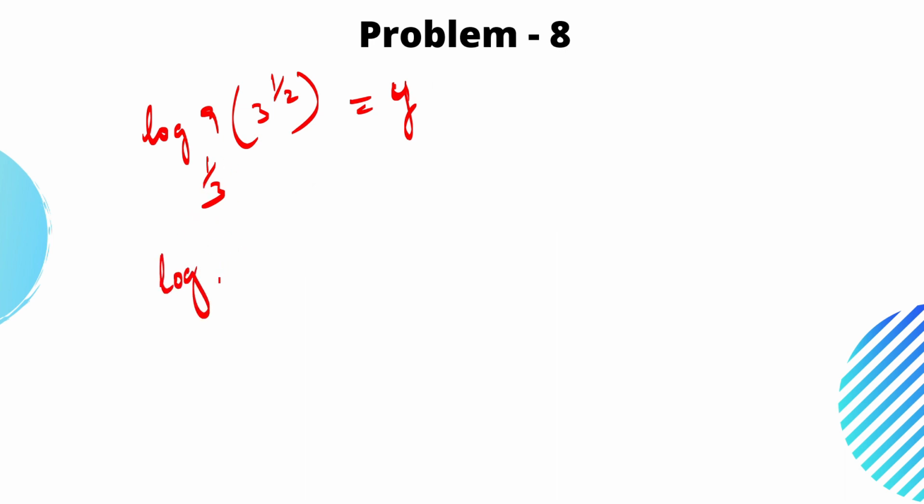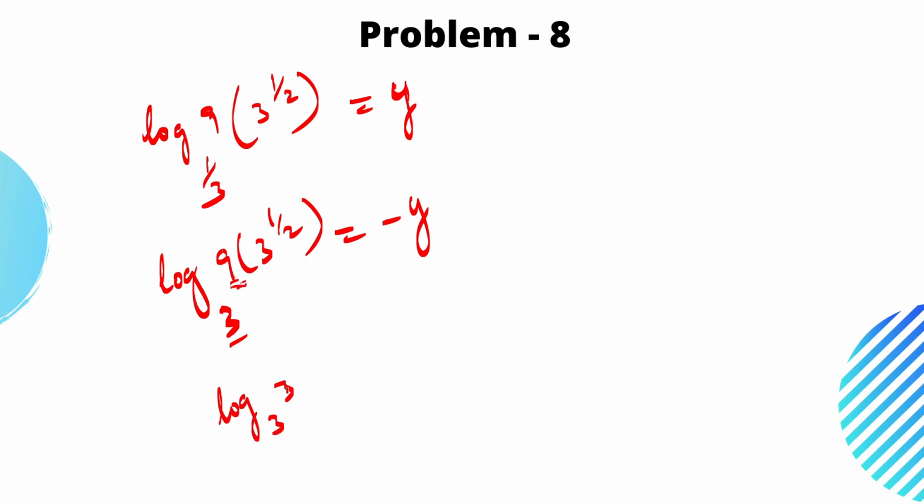Now find the value of log 9 into 3 power 1 by 2 to the base 1 by 3. So we can equate this to y. If we observe here, the base is 1 by 3. Now what happens if we invert the base? If we invert the base and make it 3, the sign of y changes to minus y. Plus y becomes minus y. Now the base is 3, but the number is in terms of 9, so we shall make it as 3. So 9 is 3 square into 3 power 1 by 2, this is equal to minus y.